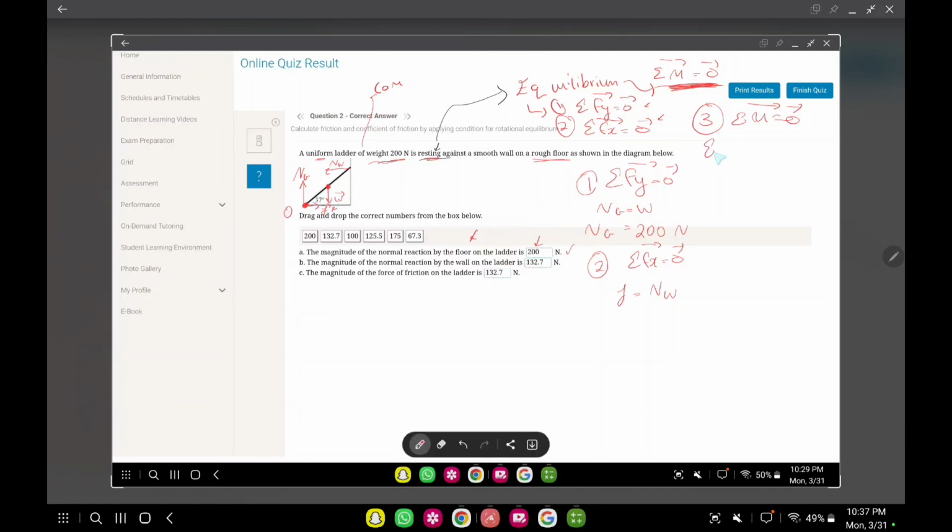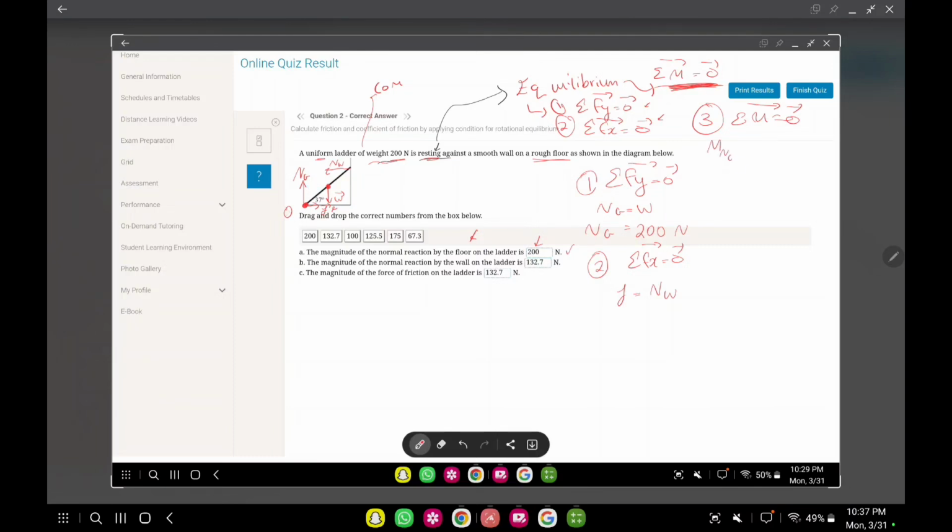So let's start with all our forces. Sum of moments is equal to 0. So we're going to find each moment and add them all up to be 0, right? So let's start with N of the ground. We go to each force.